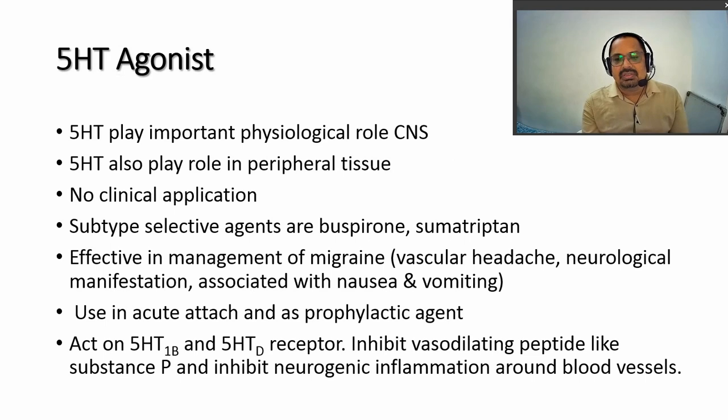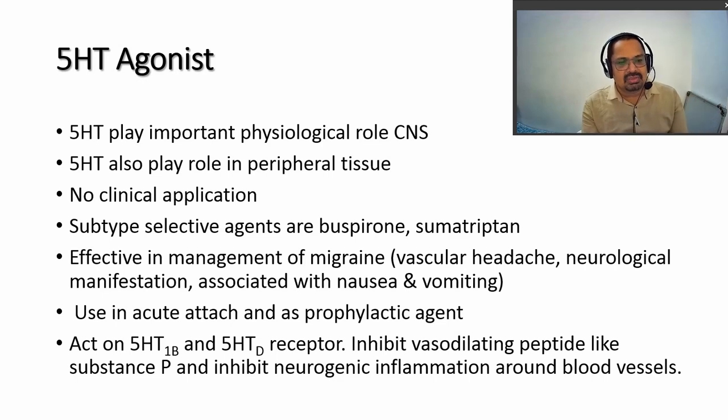5-HT agonists are drugs which facilitate the release of serotonin, or they themselves act as a replacement for serotonin. So 5-HT influencing agents we can call agonists. 5-HT plays an important role in the CNS as well as in peripheral tissue. But as such, 5-HT agonists do not have much clinical application, because considering the CNS and CVS effects, we do not expect that they should be activated. Normally they should play a physiological role rather than a pathological role.